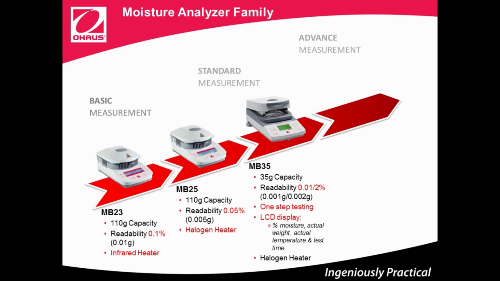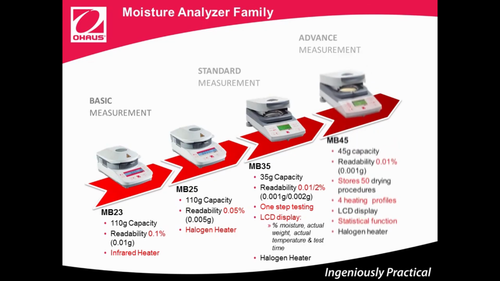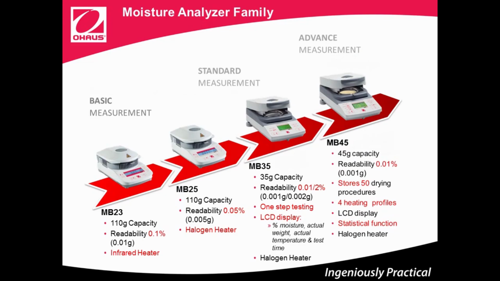MB35 has a readability of 0.01 or 0.02%, simple, straightforward one-step testing procedure, and an LCD display that shows percent moisture, actual weight, actual temperature, and test time. MB45 is the advanced level of the MB series and is for high-performance moisture content determination. MB45 has a readability of 0.01%, can store up to 50 drying procedures, 4 selectable automatic drying programs, and a statistical function for simple tracking and recording over time.